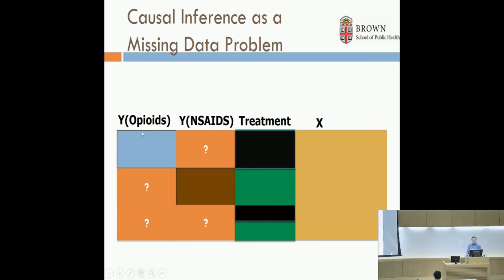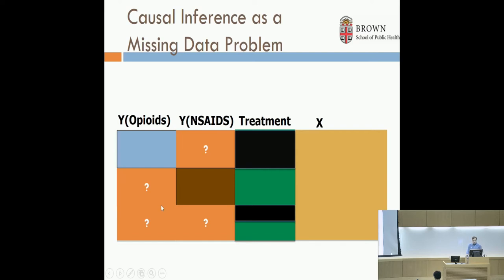There is the Y opioids that I talked about before. So those that received opioids, I see their outcome. They have persistent pain. I have the Y NSAIDs, the same thing. I have their pain for them, but I don't have the pain for those that received NSAIDs. I don't have their pain for opioids, and for those that received opioids, I don't have their pain for NSAIDs. I have their treatment, and I have X.